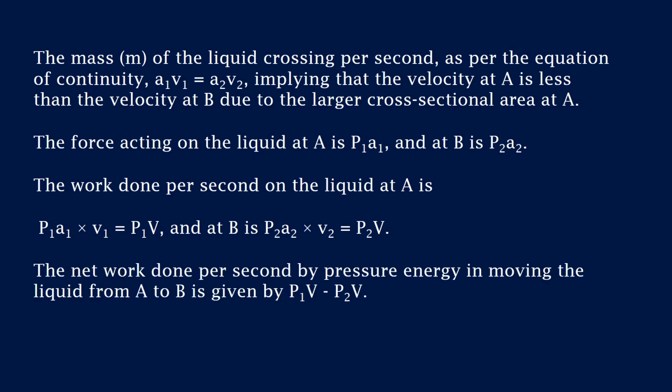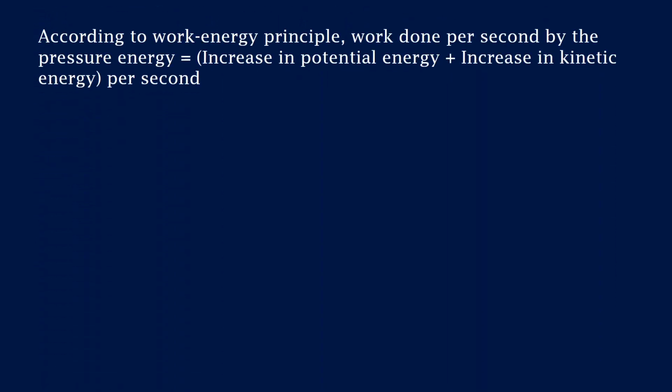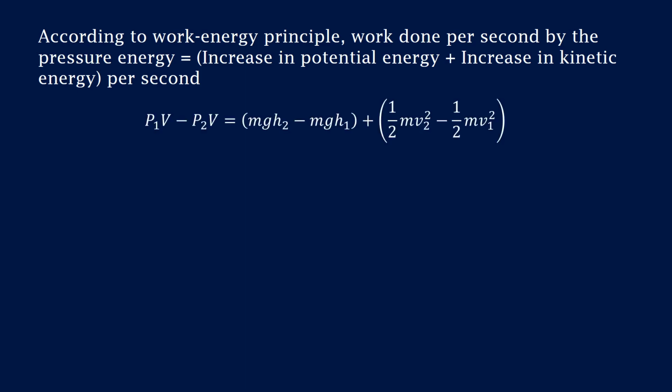The net work done per second by pressure energy in moving the liquid from point A to point B is given by P1 V minus P2 V. Now, according to the work energy principle, the work done per second by the pressure energy equals the increase in potential energy plus the increase in kinetic energy per second. Therefore, P1 V minus P2 V is equal to (mgh2 minus mgh1) plus (half of mv2 square minus half of mv1 square).